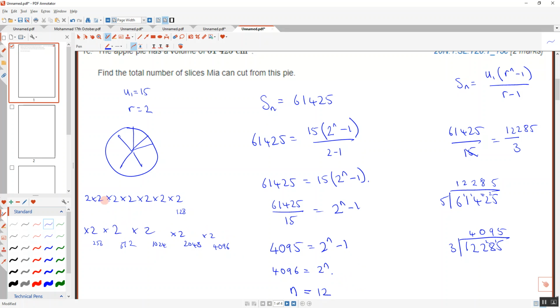And I would keep your powers of 2 in mind, okay? So you can quickly work through that. I'm not saying that you need to remember it, but you should recognize that 4096 is 2 to the power of something at least, okay?